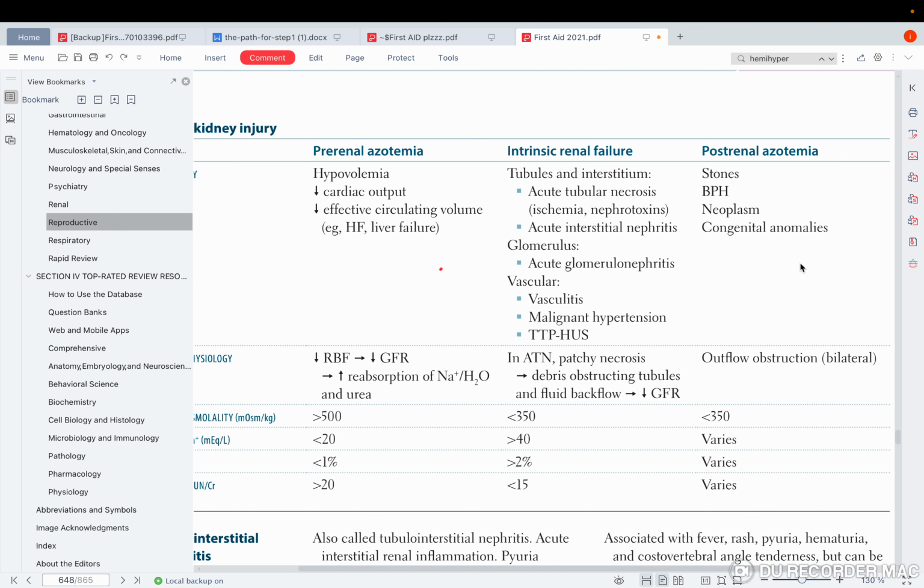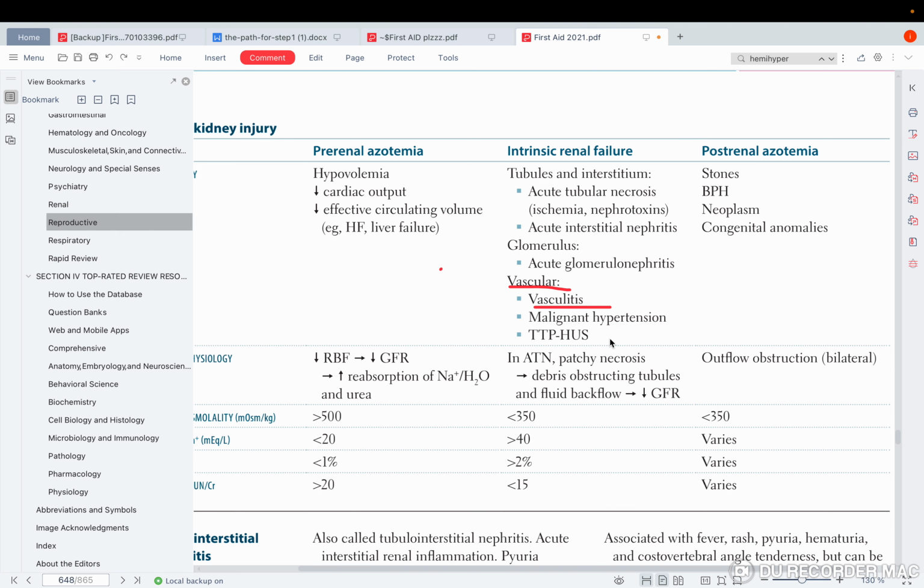Can someone tell me which type of cast we are going to see in glomerulonephritis? Which type of casts? RBC cast, exactly. We are going to see RBC casts. A granular cast is mostly seen in acute tubular necrosis, not in case of glomerulonephritis. So, the next one is vascular. For example, vasculitides and malignant hypertension and also TTP-HUS.